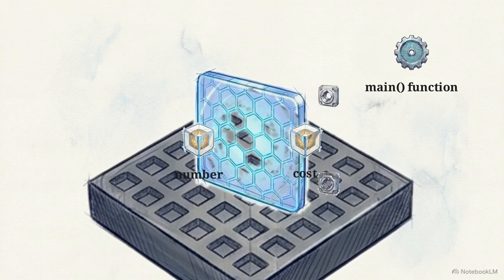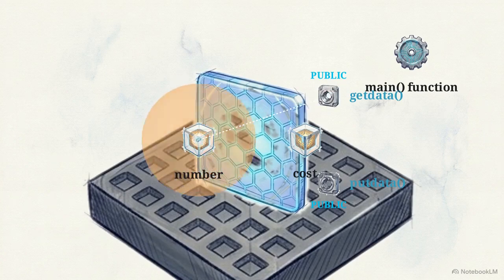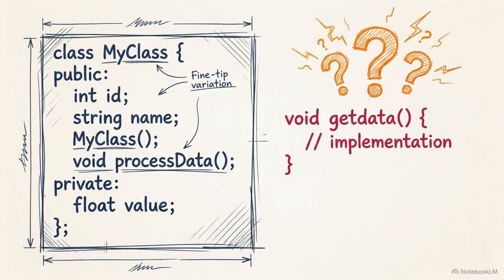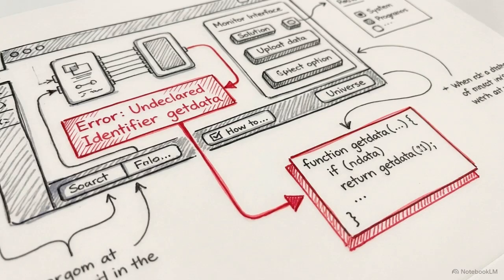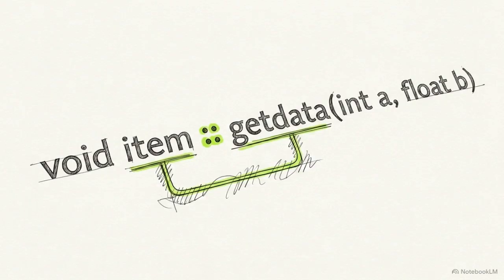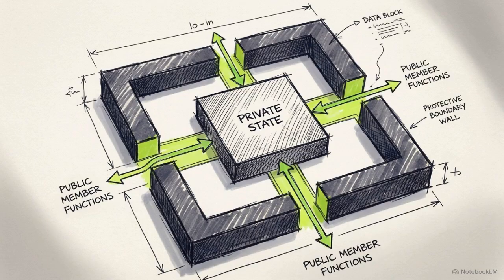To interact with the object state, the class provides communication ports using the public access specifier. Member functions like getData are defined inside the class and have authorization to modify the private variables. This creates a scoping problem. If we define getData outside of the main class brackets to keep the code organized, the compiler needs a way to map that function back to the correct object. The solution is the scope resolution operator. This double colon explicitly binds the external function definition directly back to the item class scope. By forcing all external interactions through these validated public member functions, encapsulation prevents unauthorized data mutation.